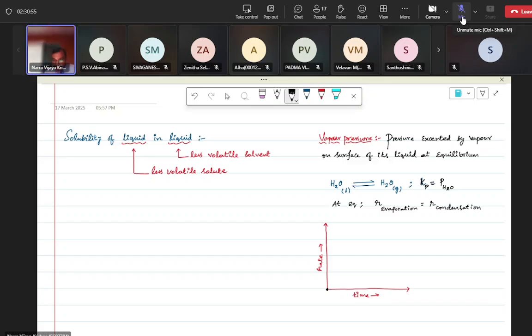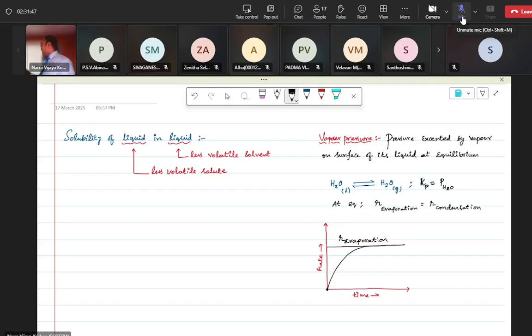Clear? So that is the rate of evaporation. What about the rate of condensation? Initially it is 0, but as time proceeds, the amount of vapor keeps on increasing. The vapor molecules move randomly and collide with the walls as well as the liquid. When they collide, they condense. So what happens to the rate of condensation? It keeps on increasing. Till what extent will it increase? It increases till it cannot go beyond that.